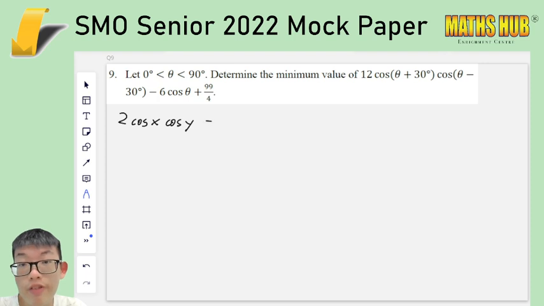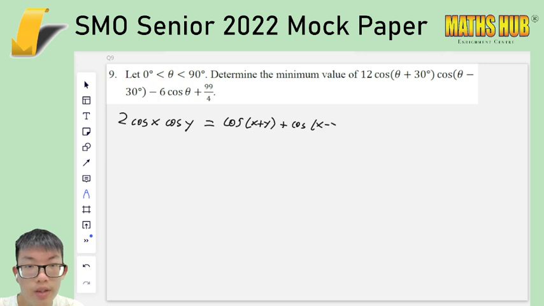The product to sum formula, or just write it here for reference, is that 2 cosine x cosine y equals cos(x plus y) plus cos(x minus y). So since we have that for cosine times cosine of anything, we can also apply it to theta plus 30 and theta minus 30 degrees. So our expression, you can exactly apply this to get cosine of the sum. The sum of theta plus 30 and theta minus 30 is just 2 theta.